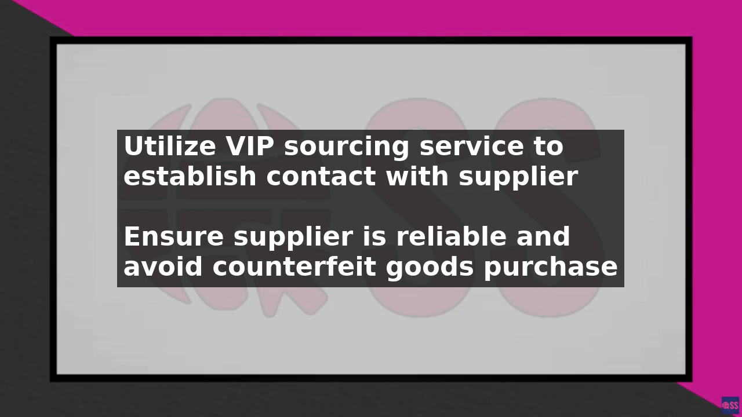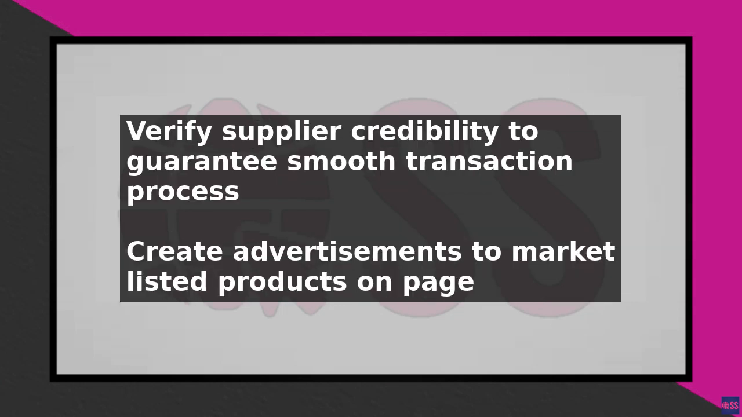To proceed, register for a DHgate account, which will enable you to source products for your store. Utilize the VIP sourcing service and establish contact with a supplier, typically a China-based provider. After receiving your product, list it on your page and create advertisements to market it.